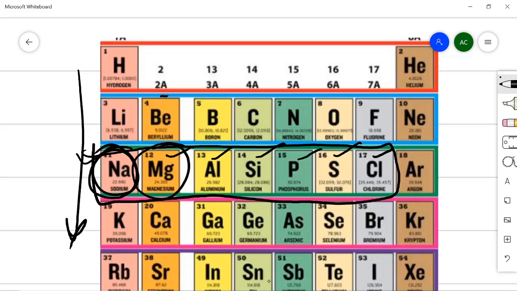Now magnesium also shows all the properties which are present in the second group. Similar with aluminium, similar with silicon, each shows or summarizes all the properties of their respective group, and they are known as typical elements. Example of typical elements is the third period, that is sodium, magnesium, aluminium, silicon, phosphorus.